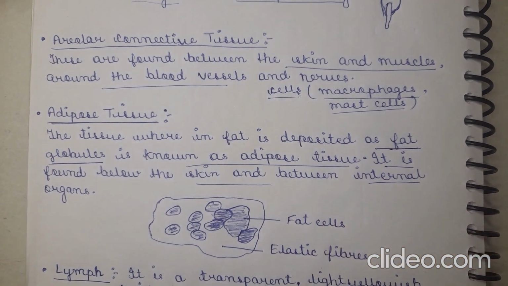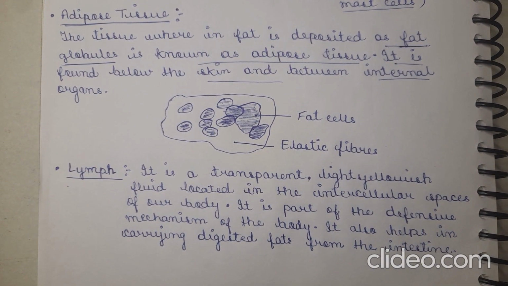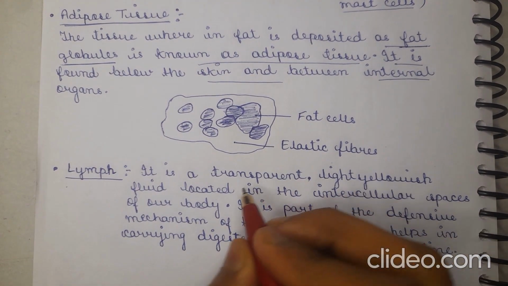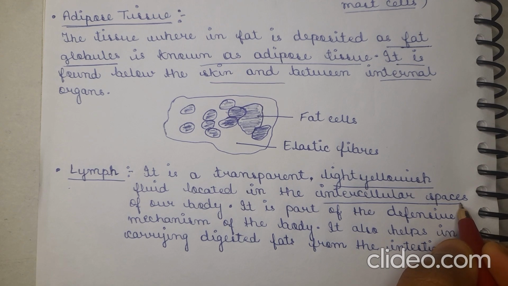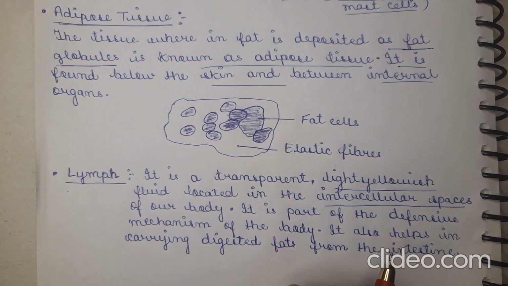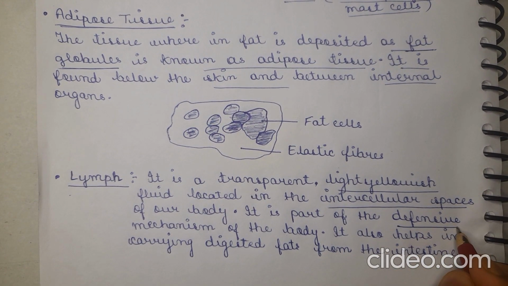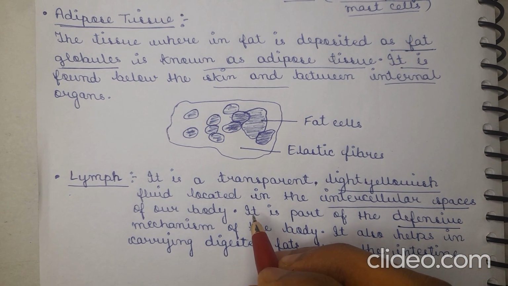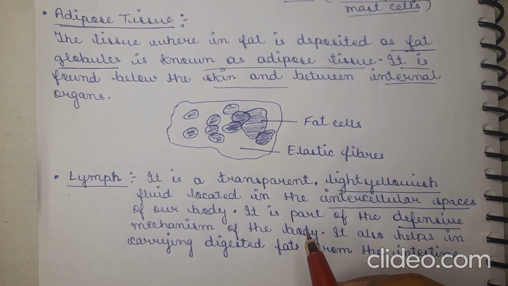Now the last connective tissue is the lymph. Lymph is a transparent, or we can say light yellowish, fluid located in the intercellular space of our body, and it is a part of the defensive mechanism of the body, because it kills bacteria and other pathogens with the help of white blood cells, that is the WBC. They fight with the germs and kill them.